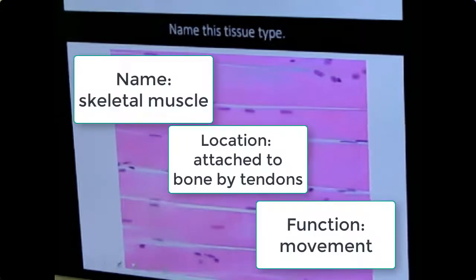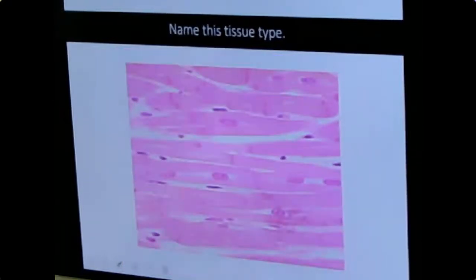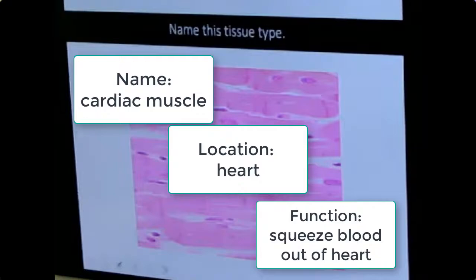What about this one? Skeletal muscle, how many nuclei? Multiple, yeah. So there's no set number. And what's this one? Another cardiac, and that's it.